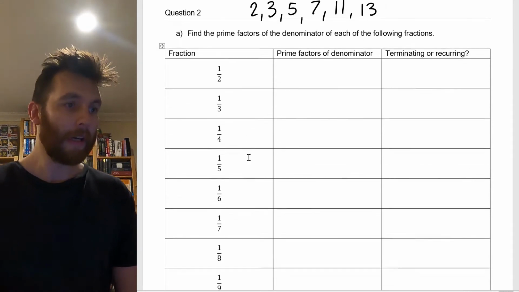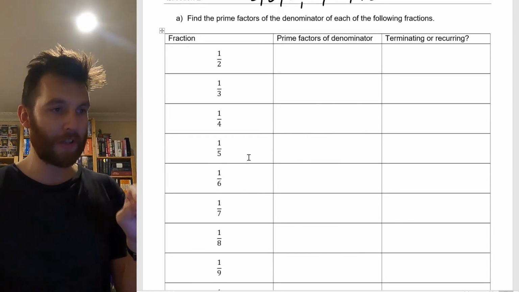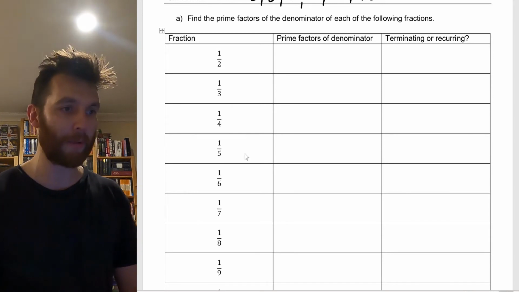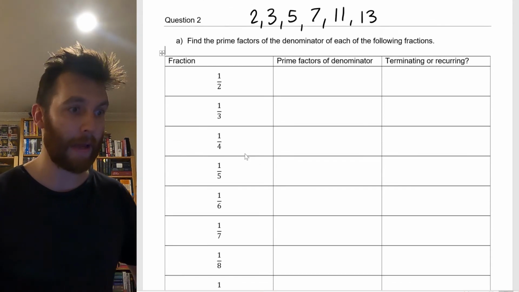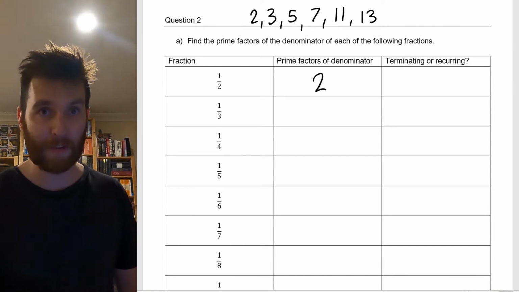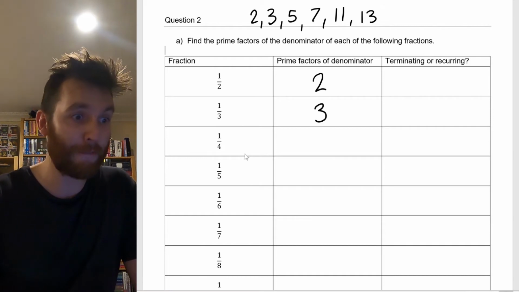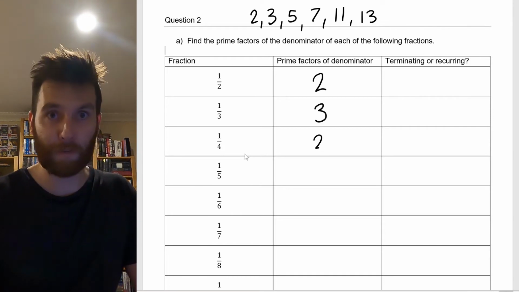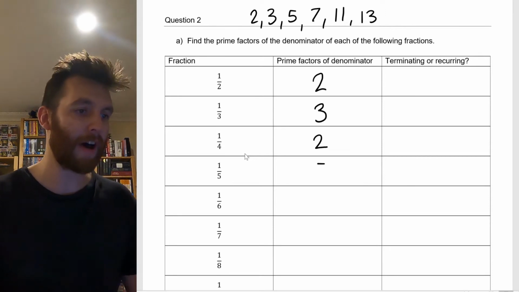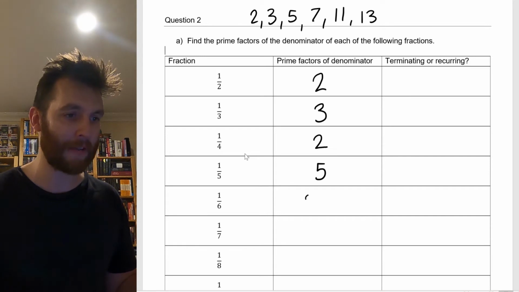Okay, so what we want to do here is find the prime factors of each of the denominators for these fractions. So 1 over 2, for example, the only prime number that can fit into that is 2. So our prime factor here is 2. Only number that will fit into 3 that's a prime number is 3. The only prime number that will fit into 4 is 2, not 4 because we're only looking for prime numbers. Prime number that fits into 5 is 5, and then say for 6, the prime numbers that fit into that would be 2 and 3.